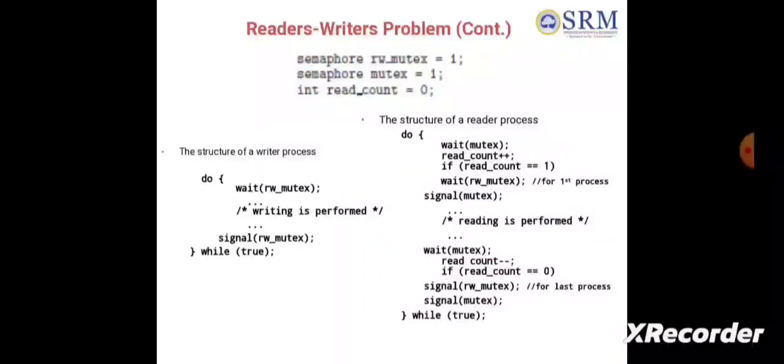The code for reader-writer process is shown here. Let us see the writer process first. The code at the left is the writer process. First, the writer process invokes.